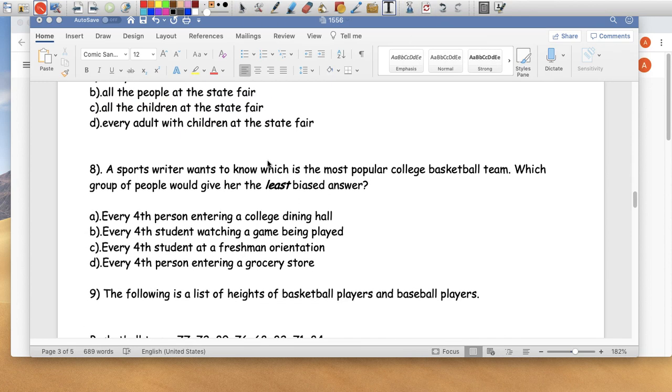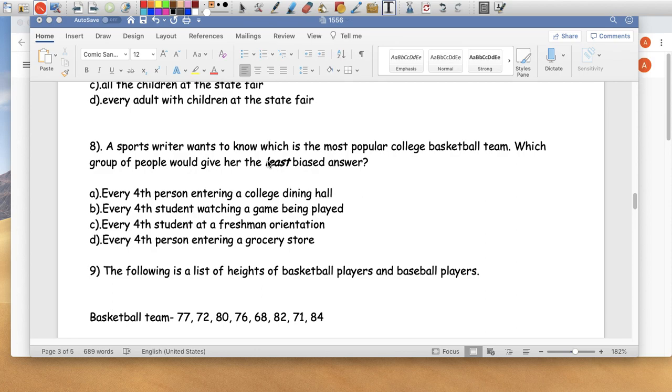Number 8. A sports writer wants to know which is the most popular college basketball team. Which group of people would give her the best, least biased survey? So we want to look for unbiased. Every person entering a college dining hall. Every fourth student watching a game being played. Every student at a freshman orientation. Every fourth person entering a grocery store.